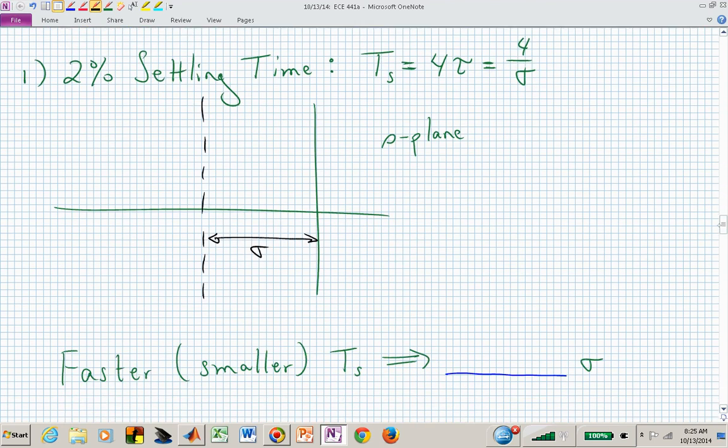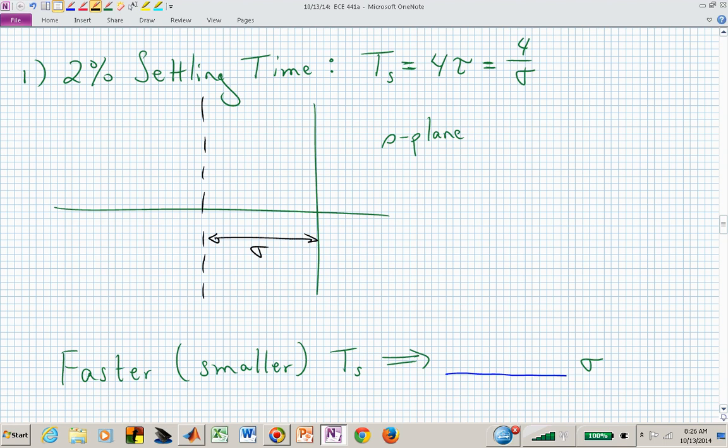And if we want a faster settling time, a smaller T sub S, maybe somebody says, I want your settling time to be a half of a second. And maybe your system originally was settling in 2 seconds. How does that translate into sigma?